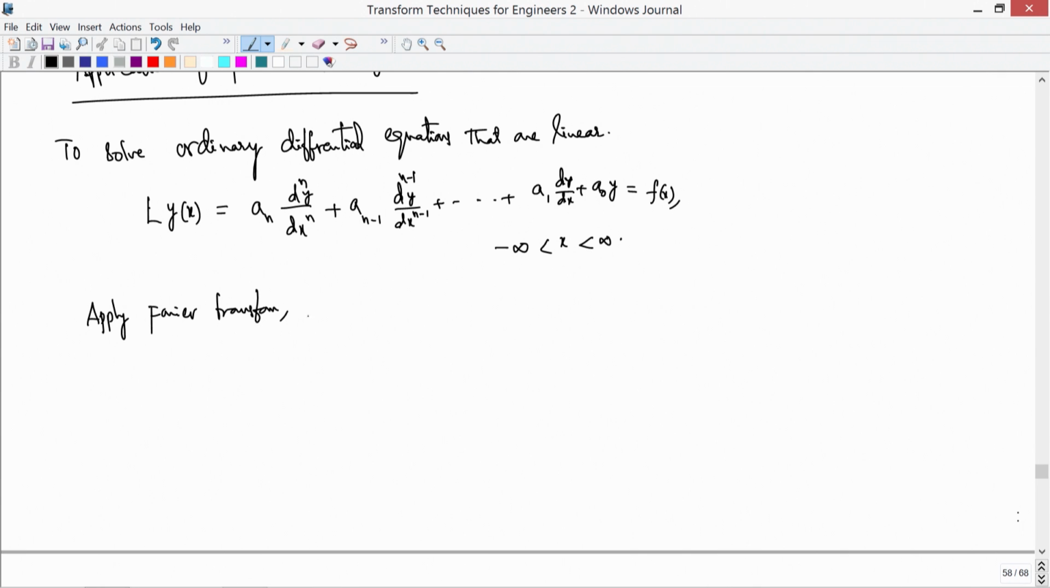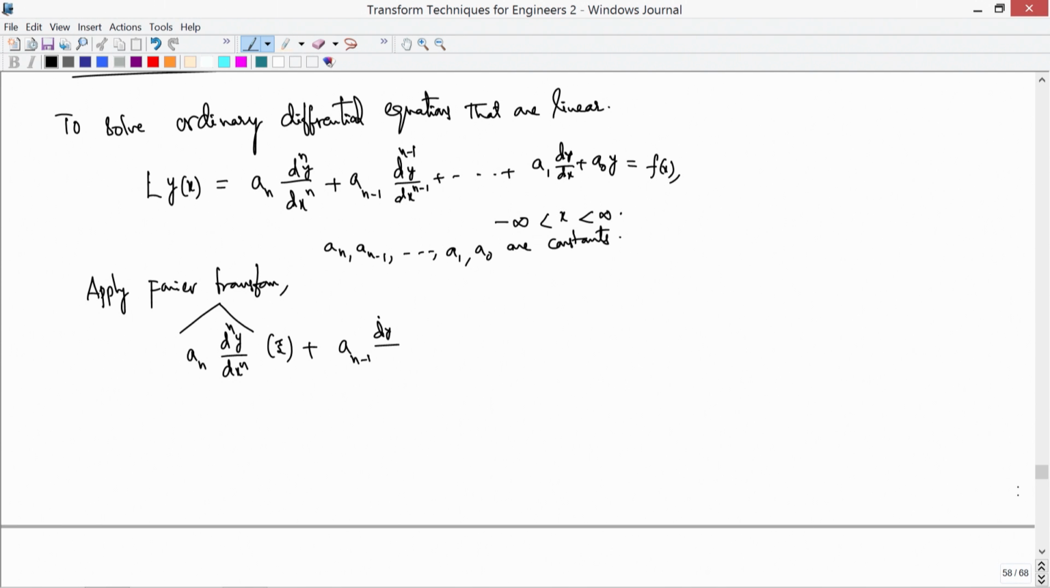We apply the Fourier transform. So, what you get is an times the transform of d^n y/dx^n, a function of psi, and similarly a(n-1) times the transform of the (n-1)th derivative, where a(n-1) up to a1, a0 are constants. Let us take them as constants. If they were functions of x, we would still have to worry, because it is a product of two functions, so you would have to consider such a transform. If they are constants, as of now it is easy.